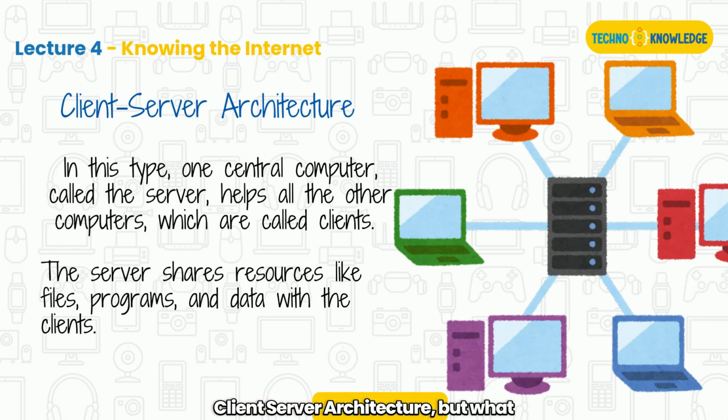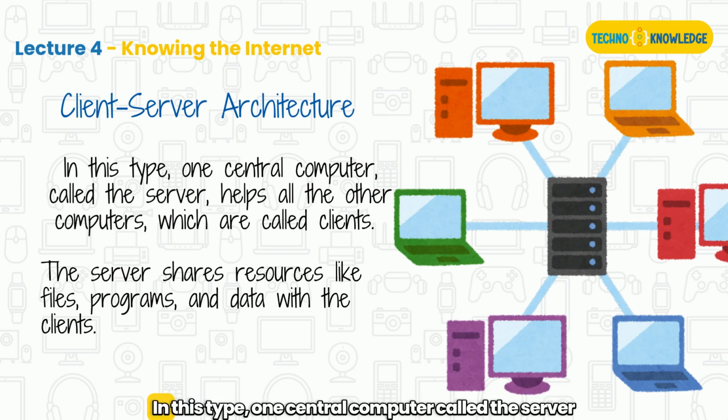Client-server architecture. But what if more computers are involved? That's when we need a client-server network. In this type, one central computer, called the server, helps all the other computers, which are called clients. The server shares resources like files, programs, and data with the clients. It's like a teacher giving books to many students.